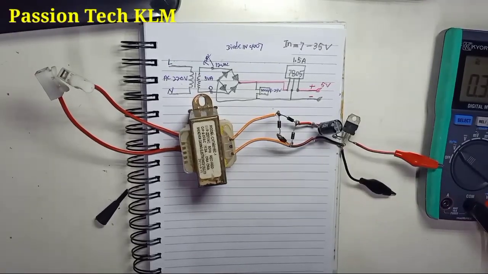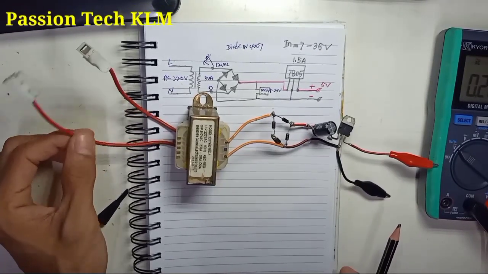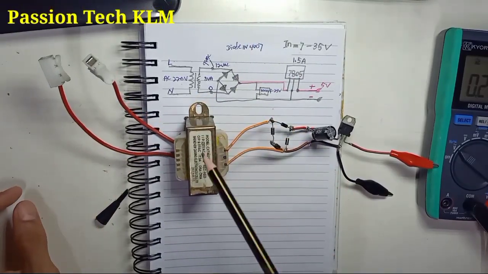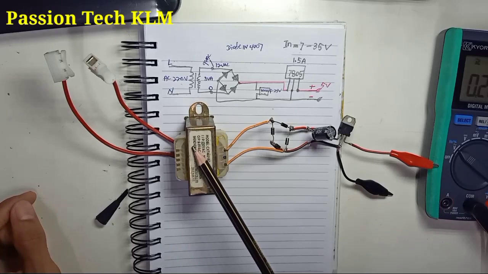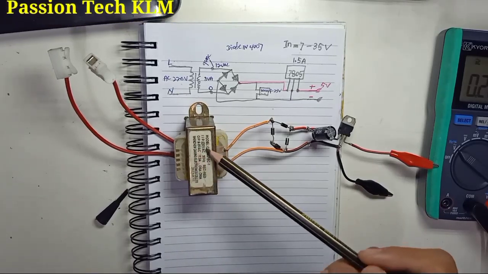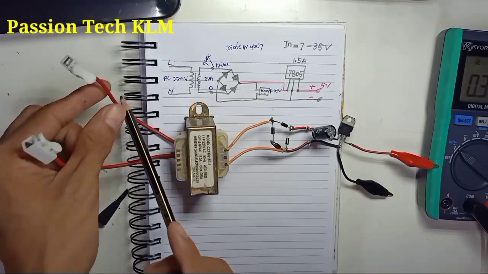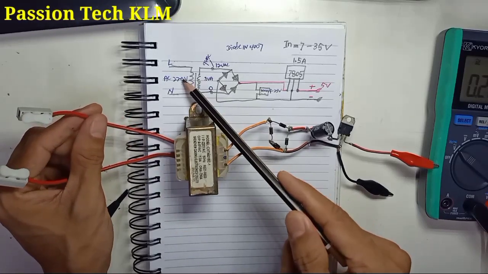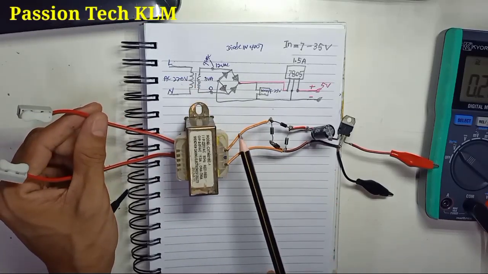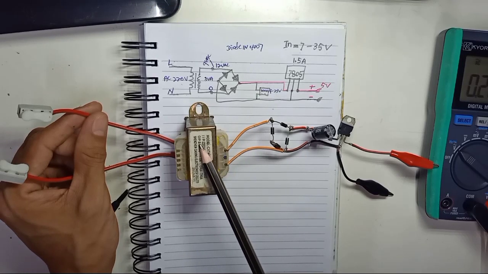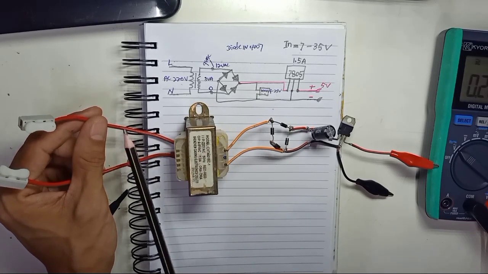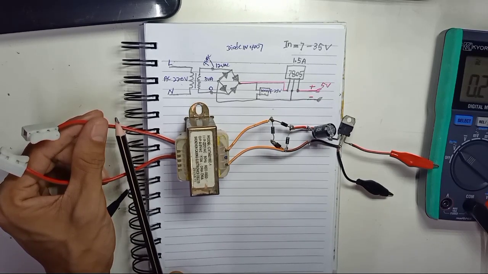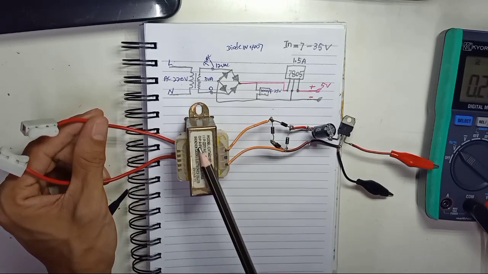Okay guys, for this video I would like to share how to make an AC to DC power supply. I'm using this transformer. The primary is the input, AC 220 volt, and this is the output, AC 9 volt. So the input is 220 to 240 volt, and the output is 9 volt.